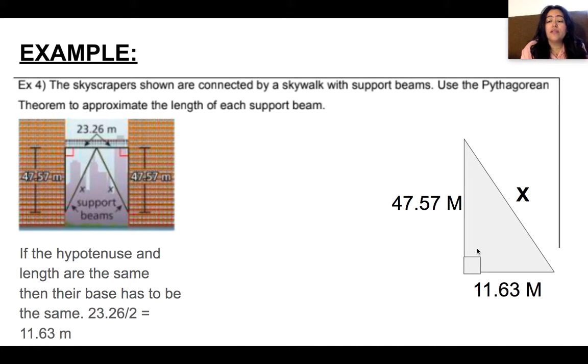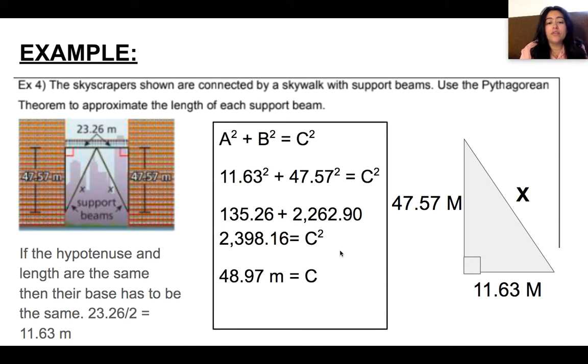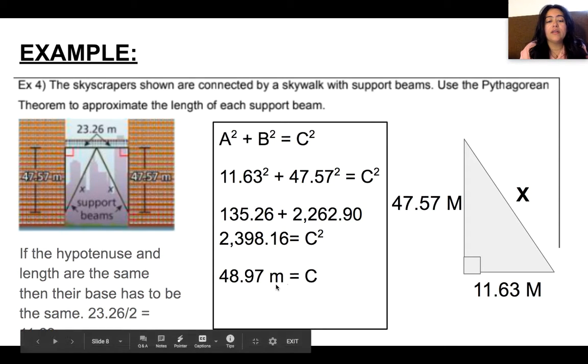From here, the most important thing to note is that the right angle always points to your C value. So when I use the Pythagorean theorem, I want to make sure I make x my C, or what I'm solving for. In the problem, I labeled my A value as 11.63 and my B value as 47.57. But again, you could have done it vice versa and you'd still get the same end result: 48.97 meters is the length of our hypotenuse.